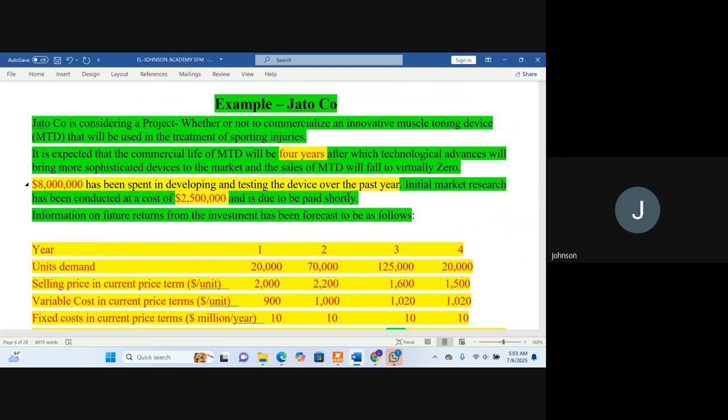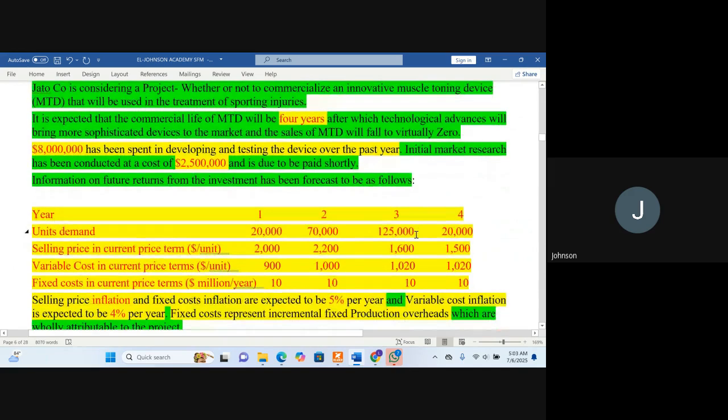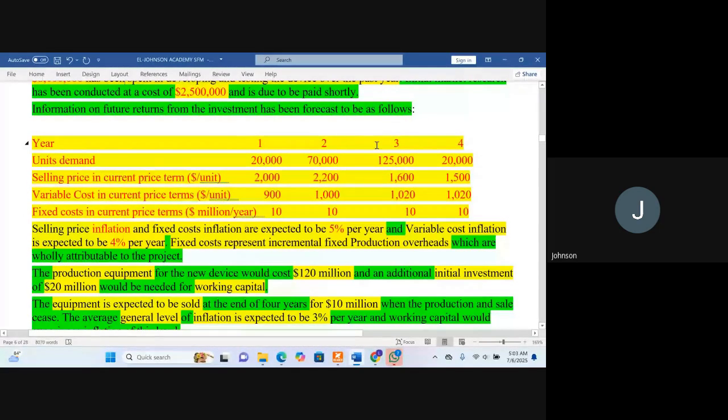Forget about it. Now, the next thing, they say that information on future returns from the investment has been forecasted to be as follows. So all these ones now, they are future. Future costs, future cash flows are always relevant. Information on future returns, that is the returns phase, cash flows. So let's go. They say year 1, year 2, year 3, year 4.